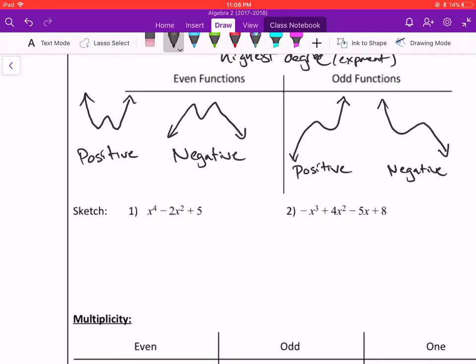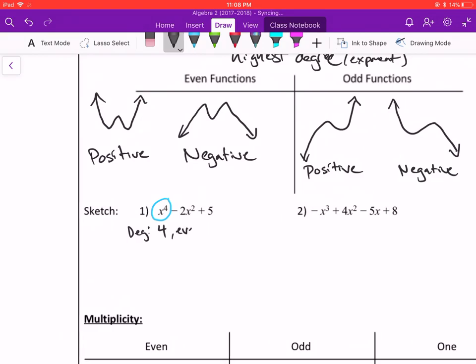Say example 1. What I mean when I say leading term is the term with the highest degree. The highest degree here is 4, not the 2, and the 5 doesn't even have a variable on it. So the highest degree is 4, which means it's even, so we're looking at the even graphs. You also want to look at your leading coefficient, the number in front of that. Technically here it would be a 1, which is positive. So it's going to start positive, and whatever it does, it's going to end positive because it's even.